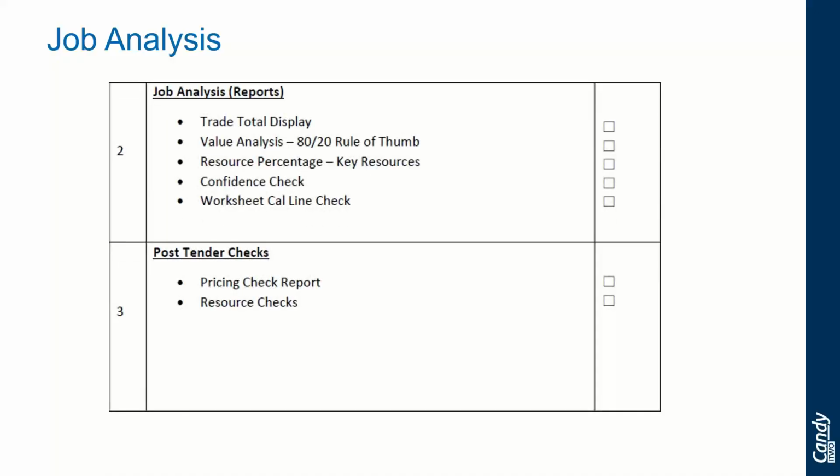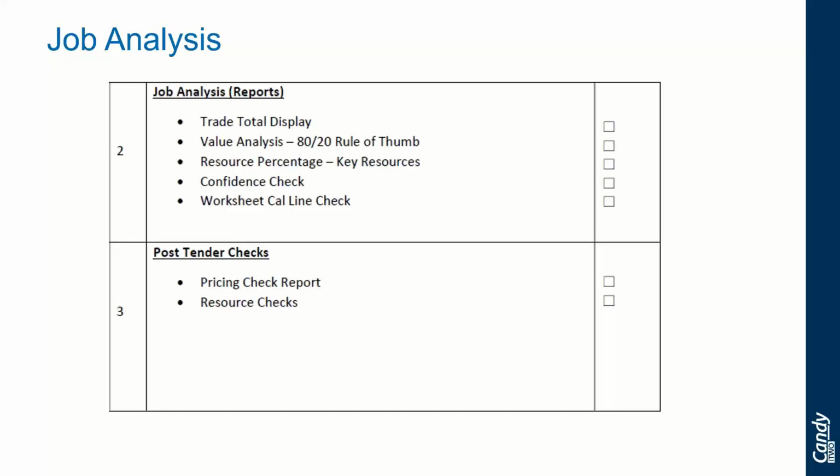And these are a few reports that we're going to go through. The first one is the trade total display, where we're looking at how the job has been priced. It will give us a clear indication, and we can analyze the job from a net, gross, and selling value analysis, using the 80-20 rule of thumb: 20% of the bill items contribute 80% of the contract value.